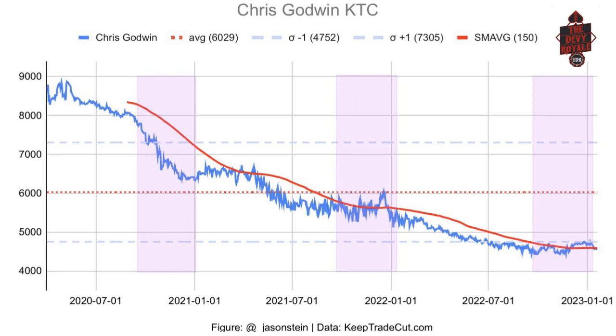You can see it starts off around 9,000 back in April of 2020. That's when I started the chart. And right now he's trading around 4,600. That blue line has gone all the way from 9,000 to 4,600-ish. The red dashed line through the center of the chart is his average KTC over that time, around 6,000 KTC. There's two blue dashed lines, one above and one below the red dashed line. Those are one standard deviation for this series.